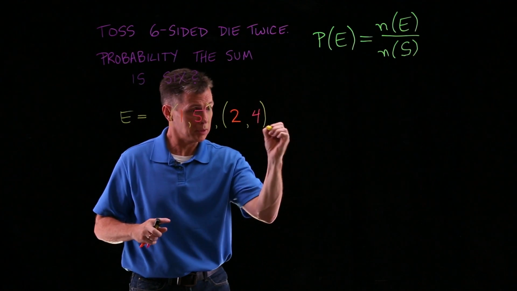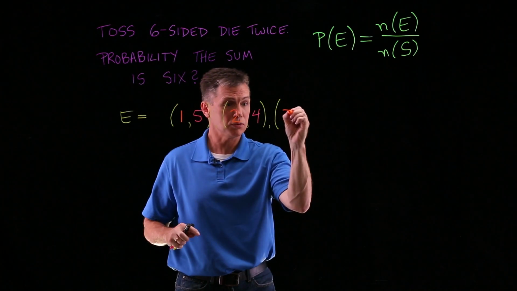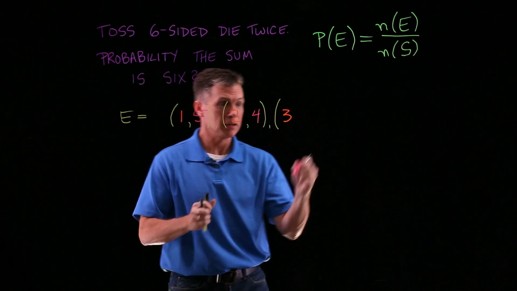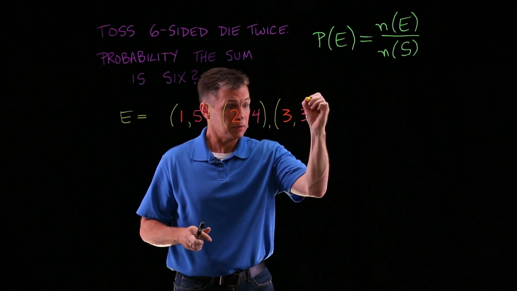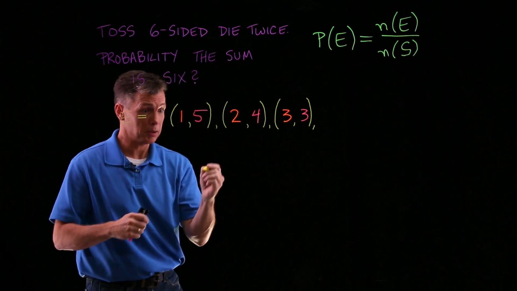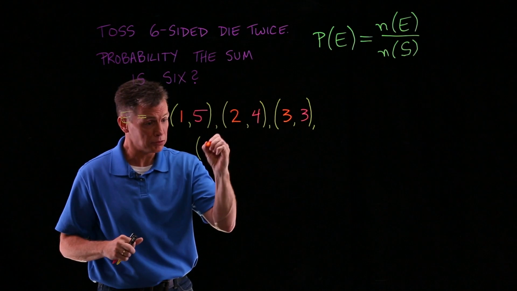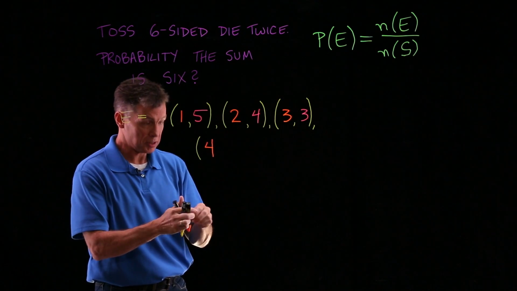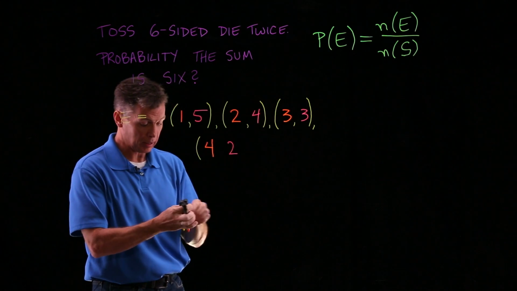Okay, let me keep going. How else could we win? We could get a 3 on the first die and a 3 on the second die. All right, comma. I'm going to slide down here. This is still part of the same set, but now I'm thinking of a 4 on the first die and a 2 on the second die.